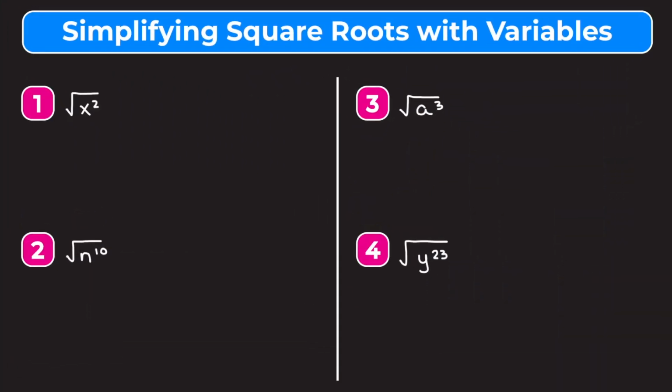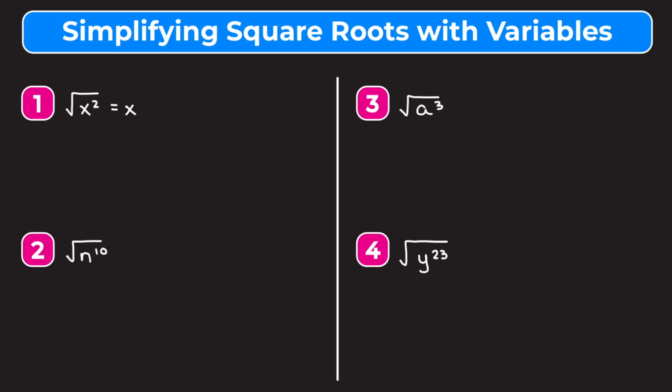In this video, we're learning how to simplify square roots that have variables. So let's take a look at example 1, which is the square root of x squared. Remember that if we're trying to find something like the square root of x squared, we're trying to answer the question, what squared is equal to x squared? And we just said it. We said x squared. So the square root of x squared is just x.